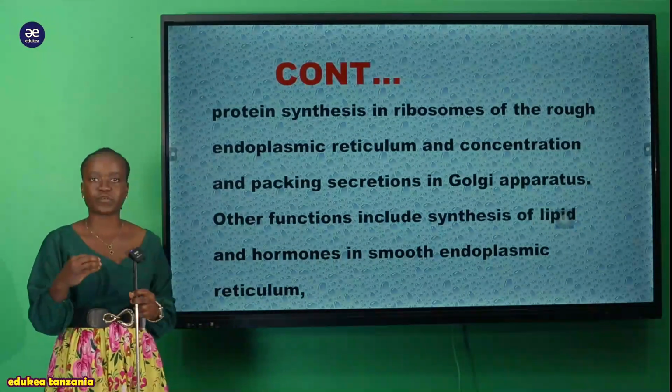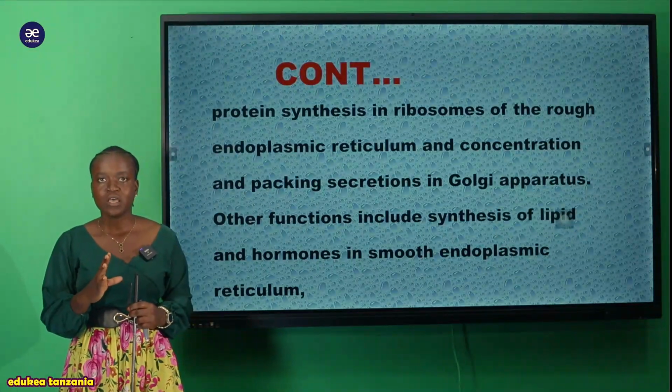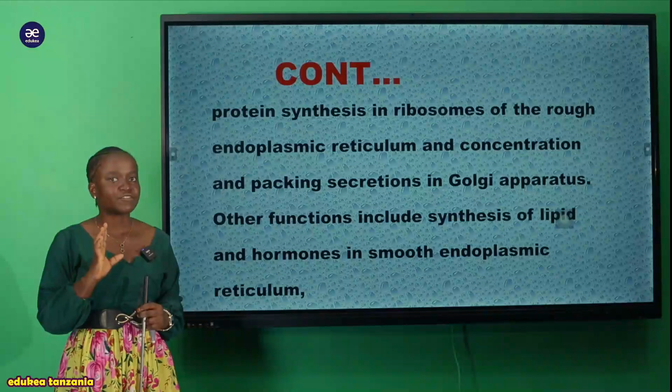So what is the function of ribosome? What is the function of mitochondria together with their structure? We're going to deal with one after another.